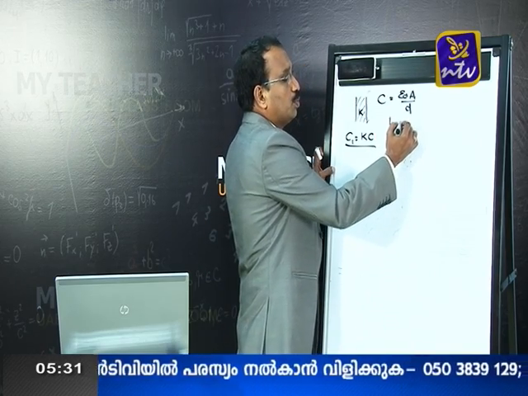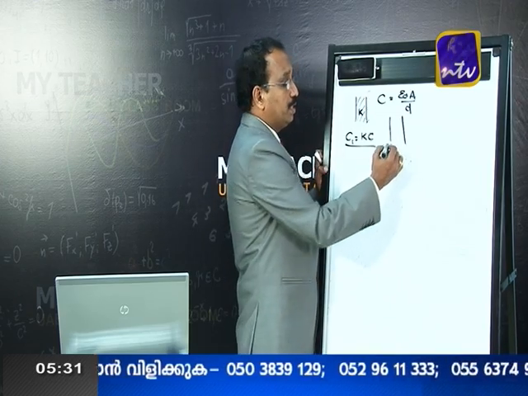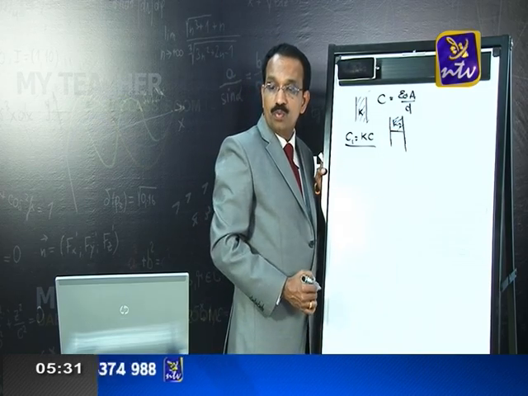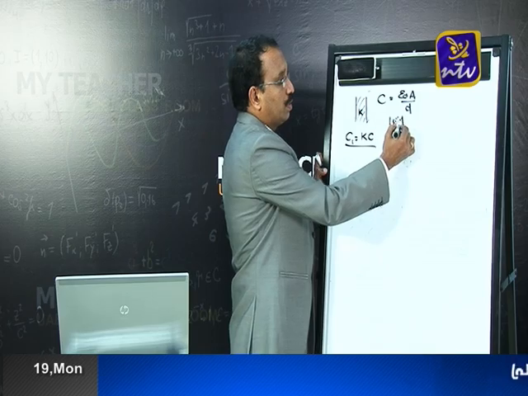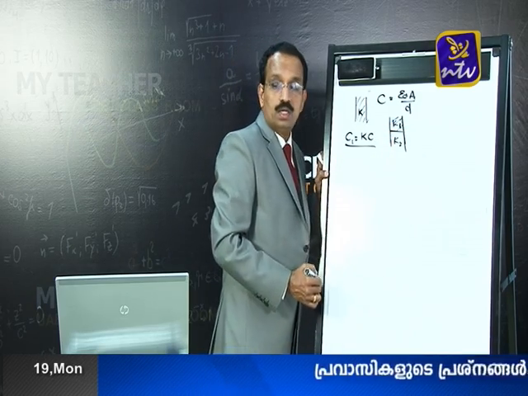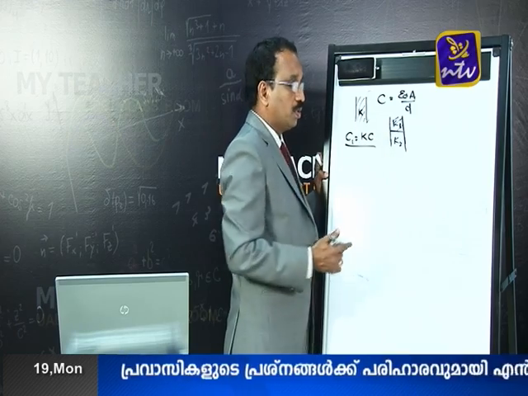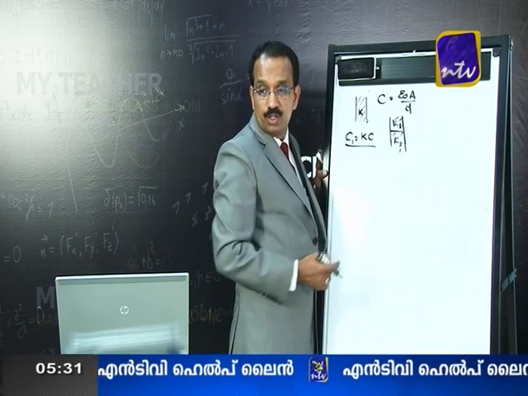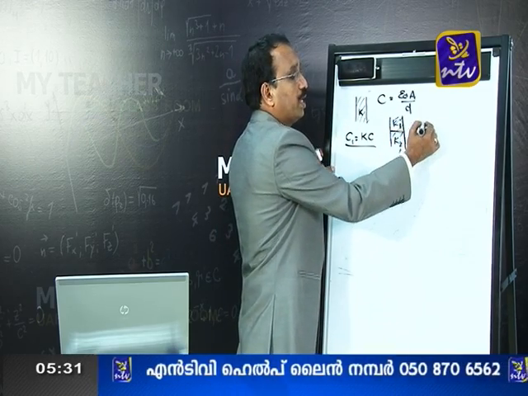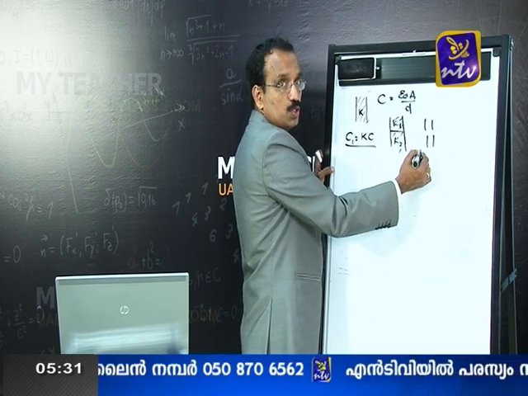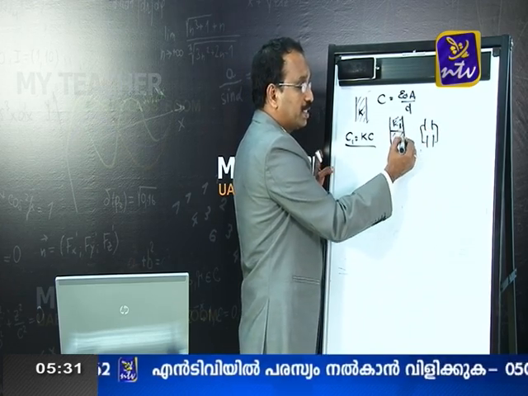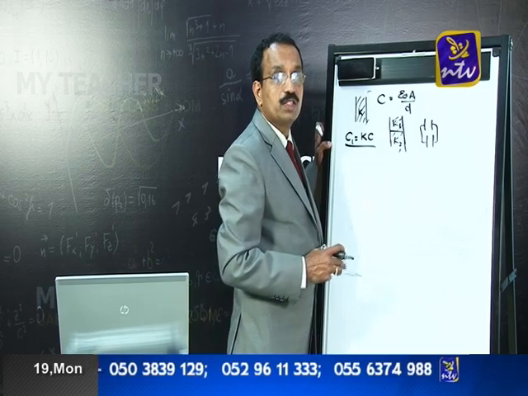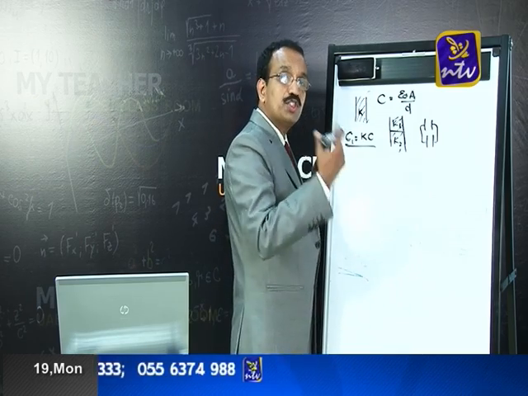Now, you fill the dielectric in a different way: half with dielectric constant K1, and the other half with dielectric constant K2. So what will be the new capacitance? We can consider this as two separate capacitors, since the plates are connected together. So they are connected in parallel. In a parallel combination, the effective capacitance is just the addition of the two capacitances.